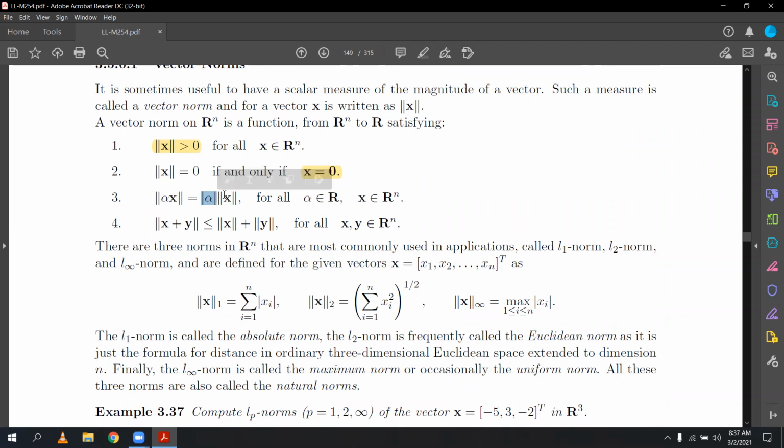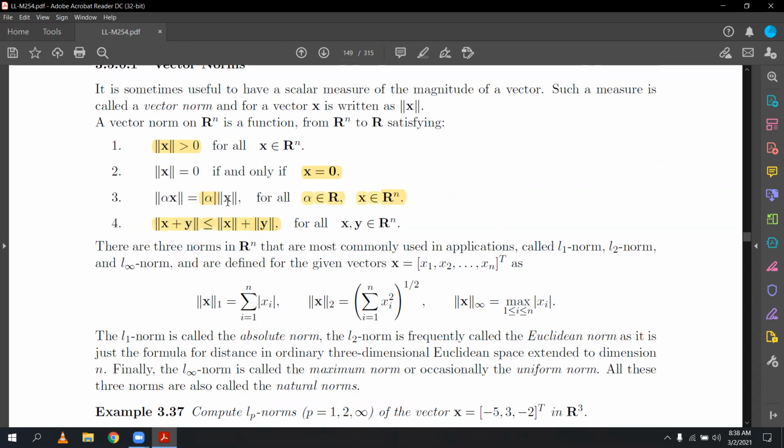The absolute value. So when we have this multiplication, we can convert it into the absolute value of alpha, because alpha is a real number and x is a vector. So this is the difference we have. And the norm of the sum of two vectors is less than or equal to this.